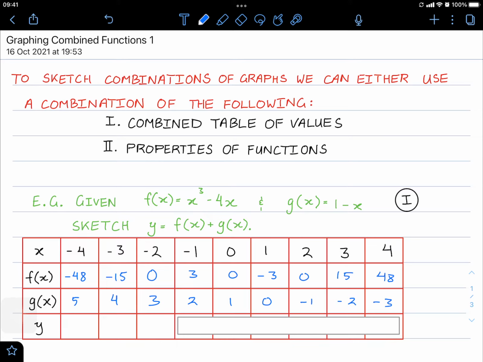Hello class, this is a video tutorial on graphing combined functions, part 1. To sketch combinations of graphs, we can use either a combined table of values, as seen here, or the more preferable and more examinable way, which is using the properties of the functions and the combination that we're going to be doing.